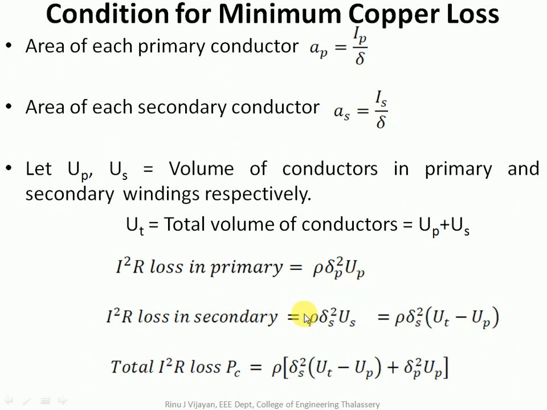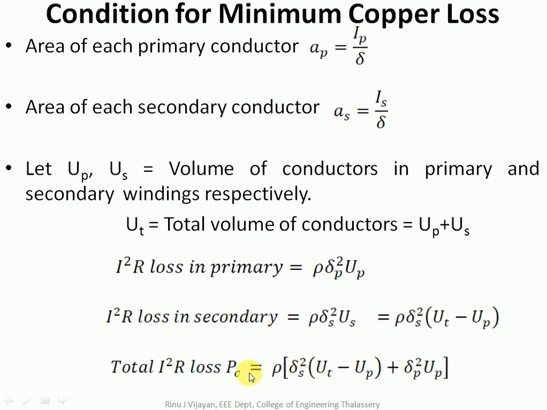Next, similarly, we are finding the value of the copper loss in the secondary. In the same way, we will be able to determine it as rho del S square US. Instead of US, we can substitute it as UT minus UP. Therefore, the total copper loss both in the primary side as well as in the secondary side can be written by adding these two terms. And taking rho common from both these terms, the relation becomes like this. In this relation of total copper loss, this rho, del S, del P and UT remain constant.